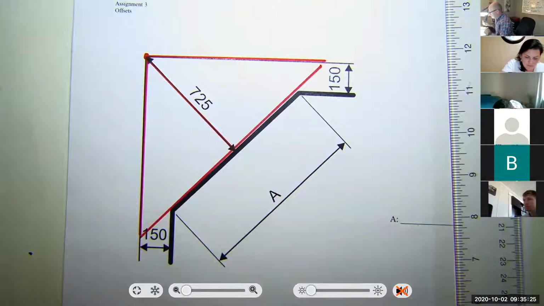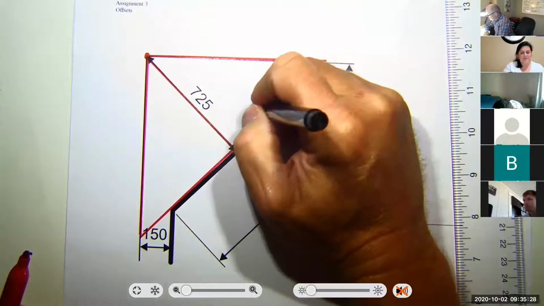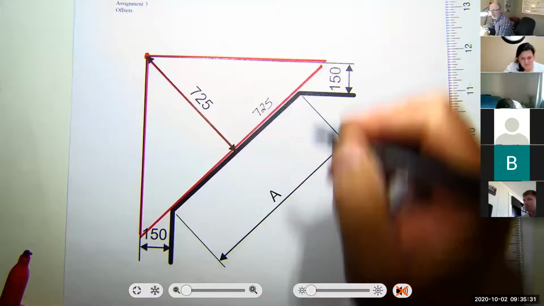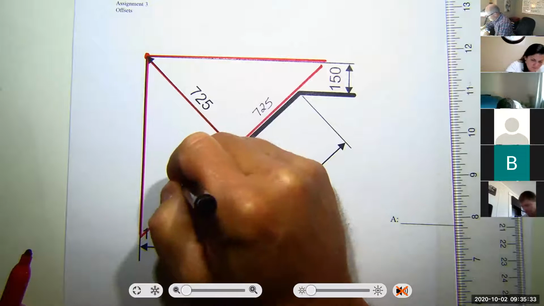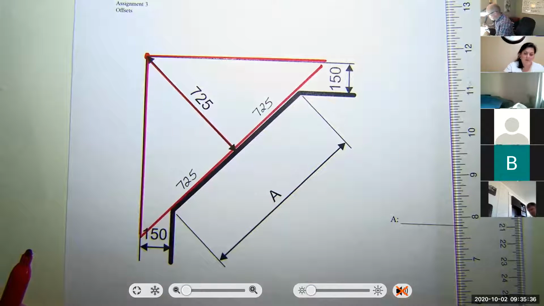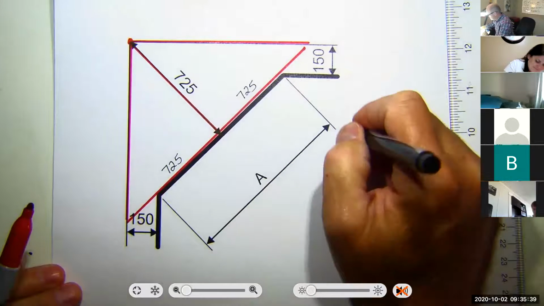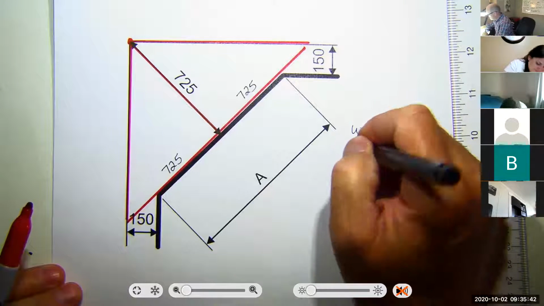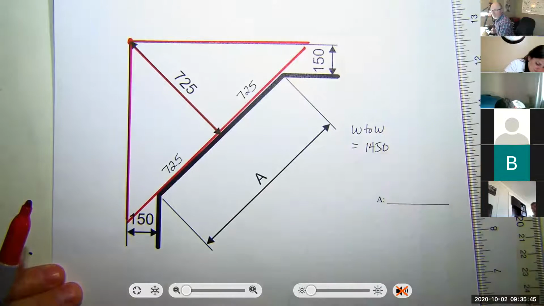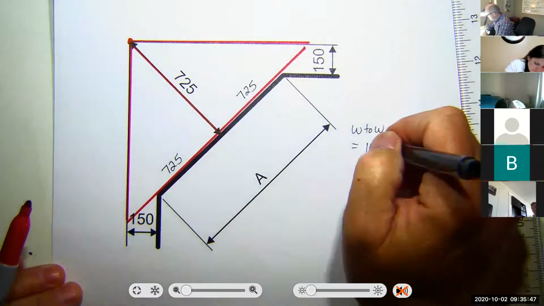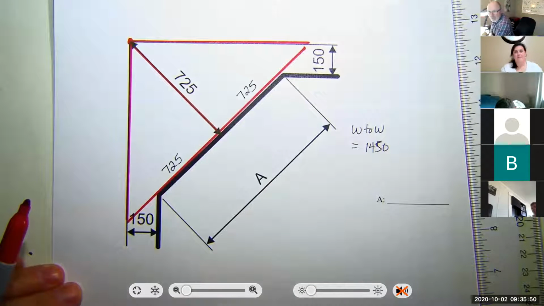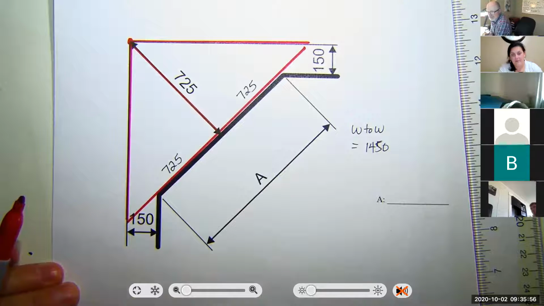Now, if this rise here is 725, then this has to be 725, and this side has to be 725. So my wall-to-wall measurement is equal to 1450. Now listen, I may make mistakes while I'm doing this. So if you see a mistake, please shout out and tell me that I've got a mistake going on before I get too far.